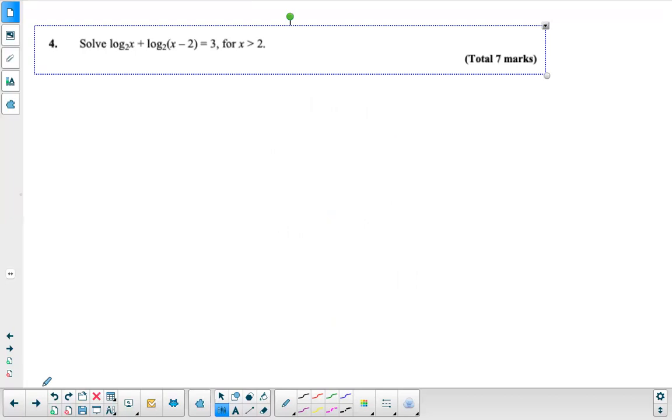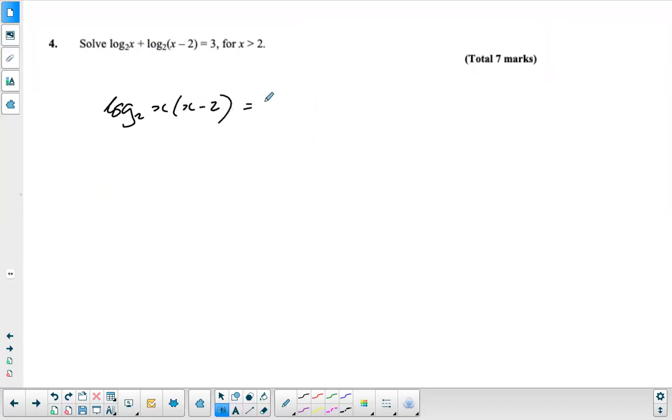Question 4. Again, we're just looking at logs, simple log equations. This is an addition, so it's actually effectively the log base 2 of x times x minus 2 is equal to 3. So if I do inverse logs, x times x minus 2 is 2 to the power of 3, which is 8, which gives us a quadratic equation, x squared minus 2x minus 8 equals 0.